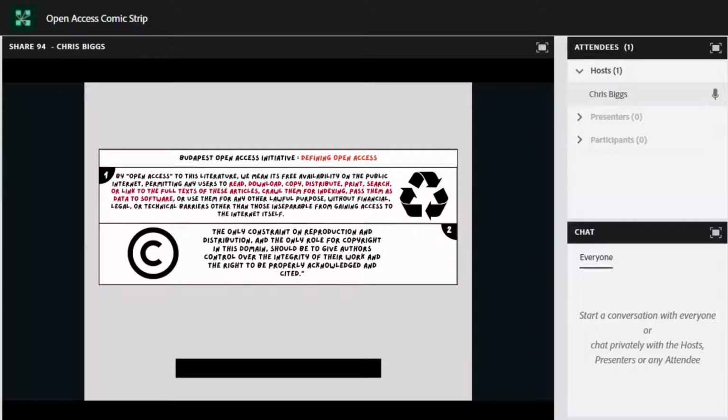Secondly, copyright. The only constraint on reproduction and distribution, and the only role for copyright in this domain, should be to give authors control over the integrity of their work and the right to be properly acknowledged and cited. Copyright is flagged as an issue.